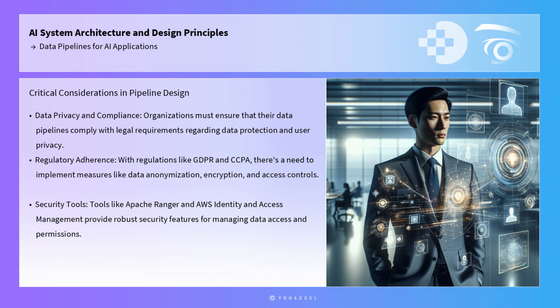In addition to technical challenges, data privacy and compliance are critical considerations in pipeline design. With regulations like GDPR and CCPA, organizations must ensure that their data pipelines comply with legal requirements regarding data protection and user privacy. This involves implementing measures like data anonymization, encryption, and access controls to safeguard sensitive information. Tools like Apache Ranger and AWS Identity and Access Management provide robust security features for managing data access and permissions, ensuring compliance with regulatory standards.